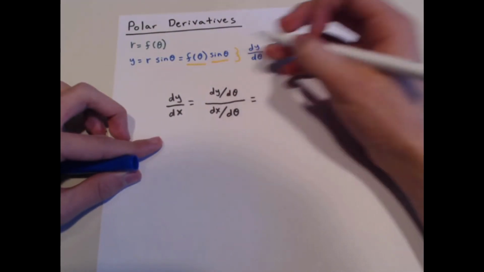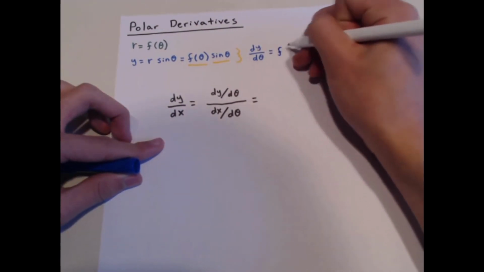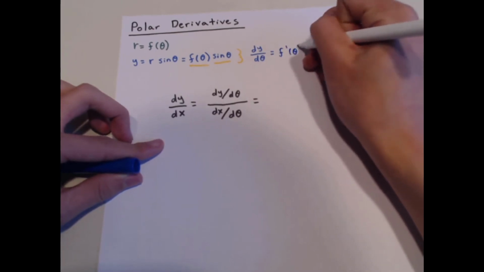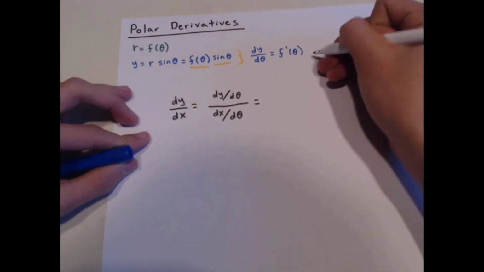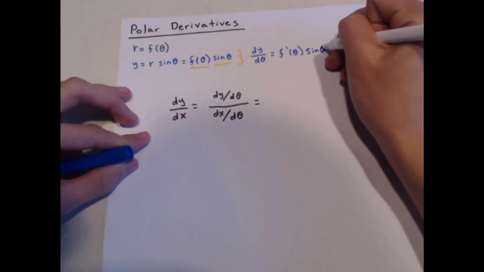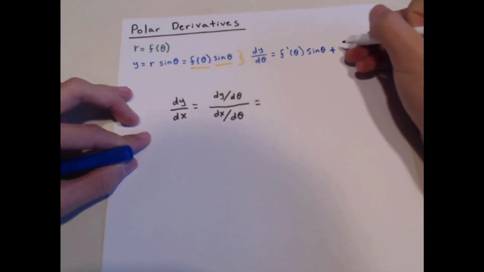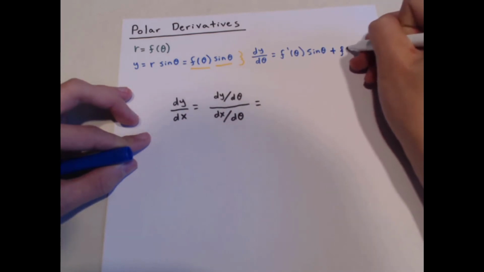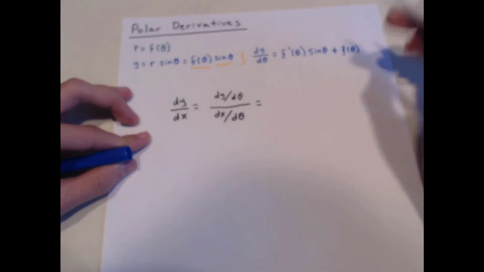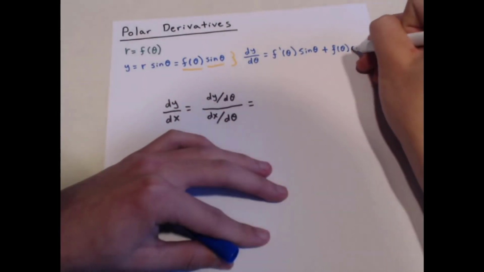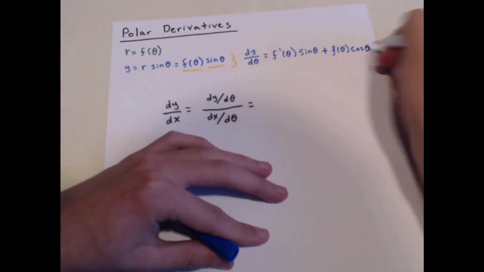So what's the derivative of f of theta? We'll just call that f prime of theta for now, right? Obviously, this is going to change depending on what kind of question you're doing. And then we just do sine of theta plus f of theta, and now the derivative of sine of theta with respect to theta, which would obviously just be cosine theta. That's just a standard derivative.